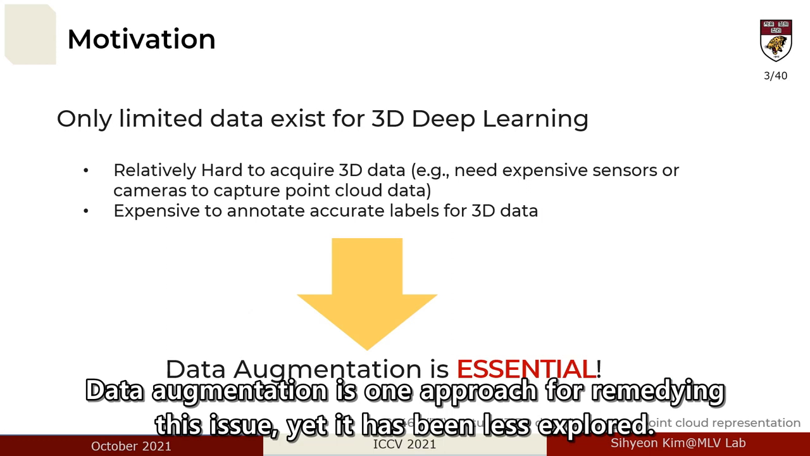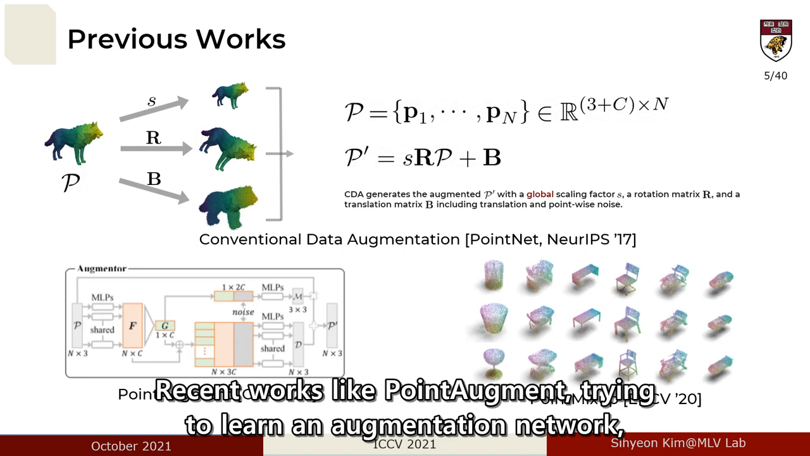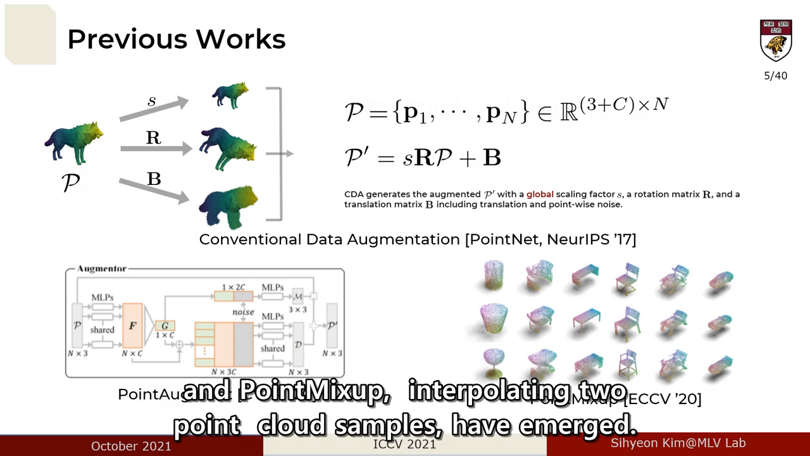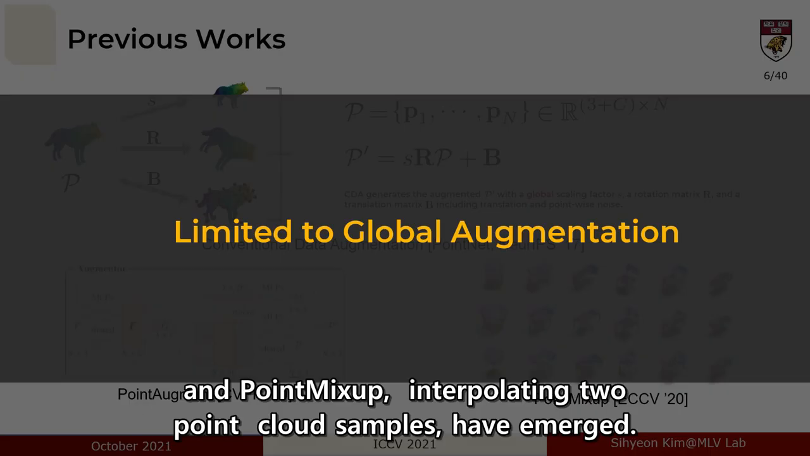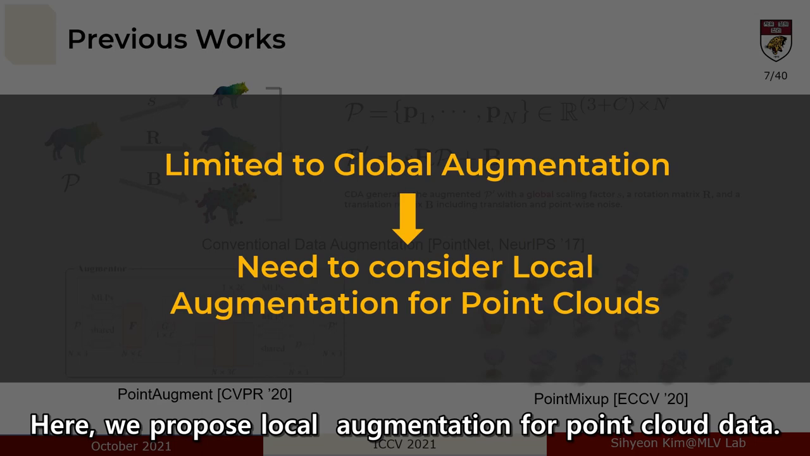Existing conventional data augmentation in point cloud is from PointNet, which consists of global transformations. Recent works like PointAugment, trying to learn an augmentation network, and PointMixup, interpolating two point cloud samples, have emerged. However, these works are all fundamentally limited to global augmentation. Here, we propose local augmentation for point cloud data.